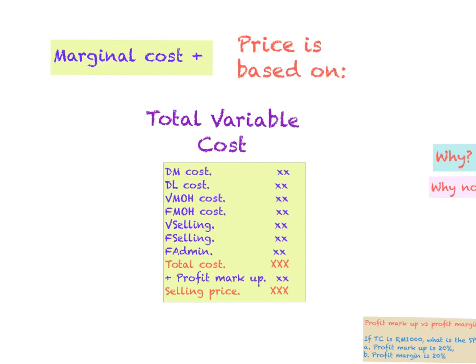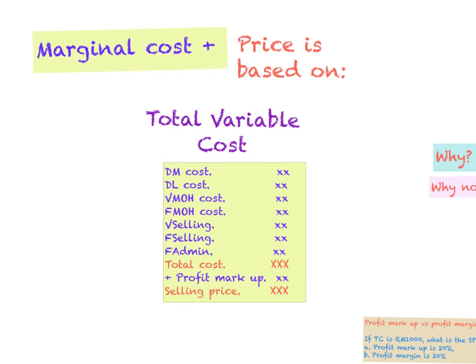Okay, the second method that we have already seen is the marginal cost plus pricing. Just now we talked about full cost plus. The second method is marginal cost plus. Another name for marginal cost plus is variable cost plus. So you can see that when we say marginal, it means variable. So marginal cost plus is also another name for variable cost plus pricing.